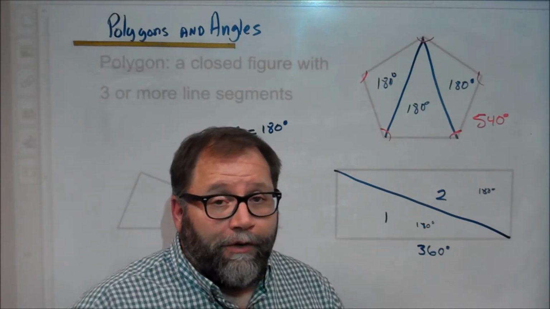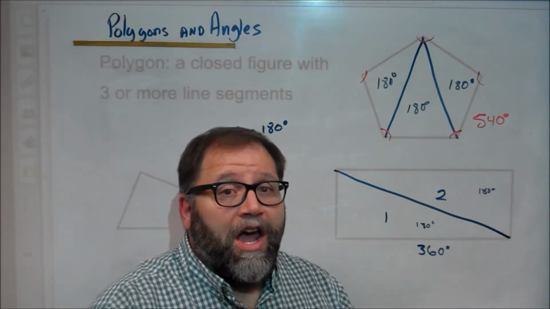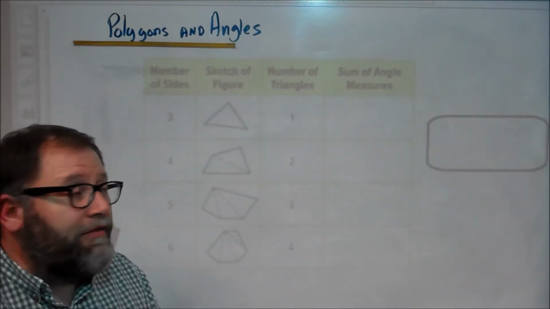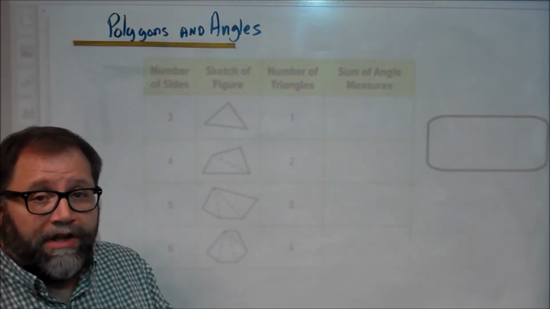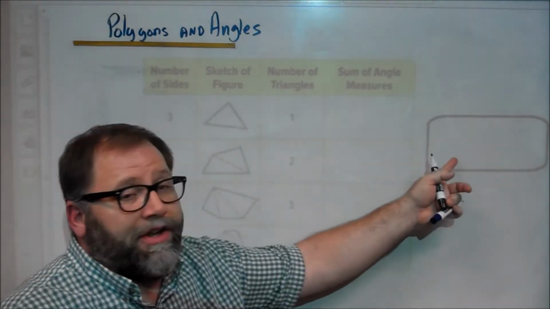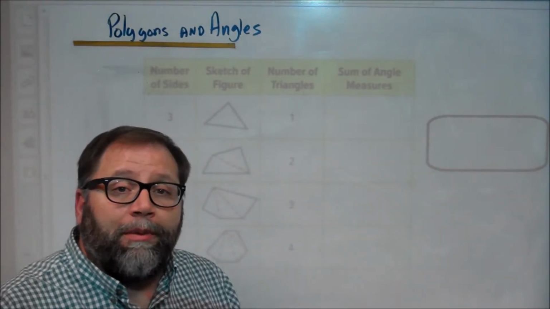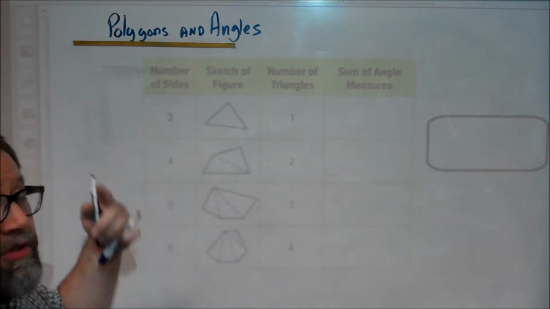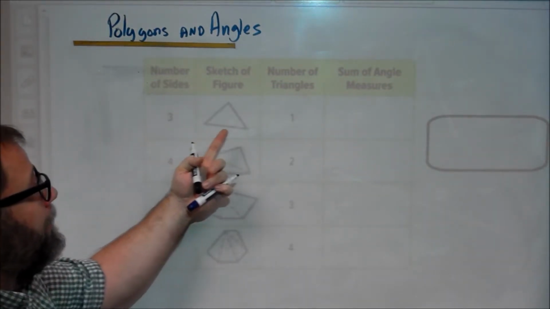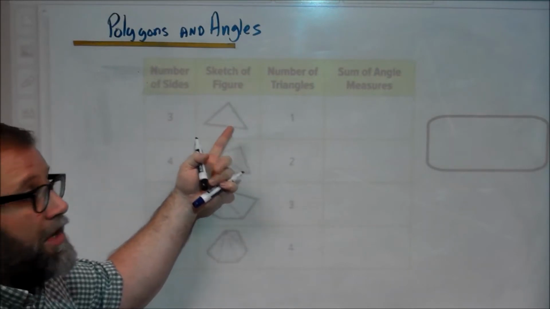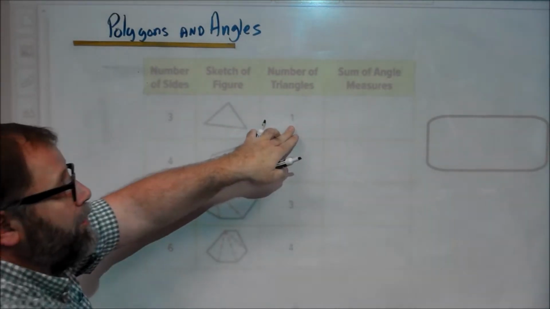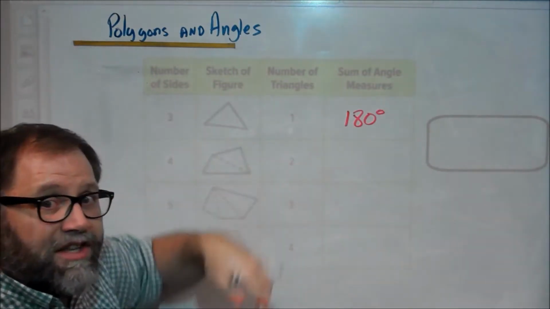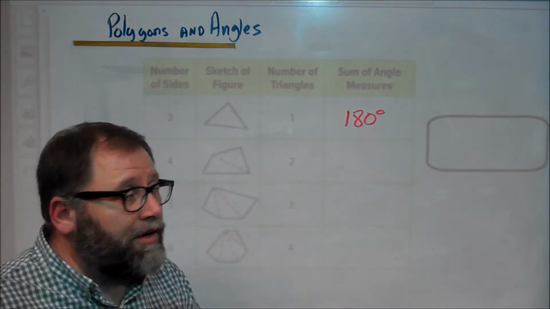There's a pattern here, and from that pattern we're going to figure out an expression. I've got a chart here that we're going to fill out, so we have something applicable to any polygon we could run into. Let's go back to what we know. We've got a 3-sided figure, a triangle. There's one triangle, which means the sum of those measures is 180 degrees. That is geometric law right there.